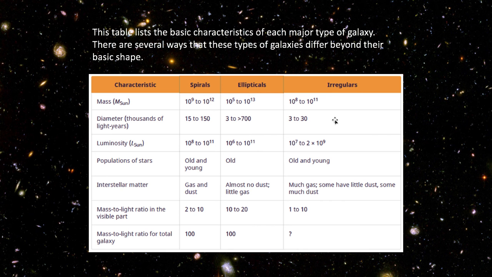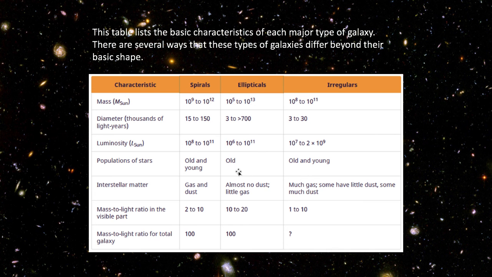Now, for the major types, we can look at the similarities and differences. Spirals have certain similarities within themselves. Their mass ranges tend to be 10^9 to 10^12 times the mass of the sun, whereas ellipticals, the range is bigger, right? So you have ellipticals that are much smaller and ellipticals that are much larger than spirals. And irregulars are kind of in between. In terms of size, spirals have a fairly narrow range compared to ellipticals, 15 to 150,000 light years. Ellipticals from 3,000 light years up to greater than 700,000 light years. So this table gives you some sense of how much variety there is within each of the categories, and also how they compare to one another.